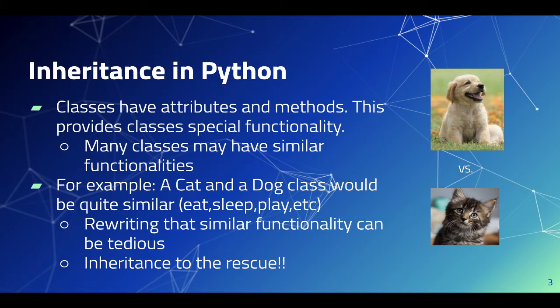For example, if we have a cat and a dog class in our code, let's say we're building a zoo, a cat and a dog would be quite similar, right? They both eat, sleep, play, and they do a lot of other things that are similar to animals in general. So creating two separate classes called cat and dog and implementing the same functions, same attributes and all that in both the classes will be sort of tedious. So this is where inheritance comes to the rescue.